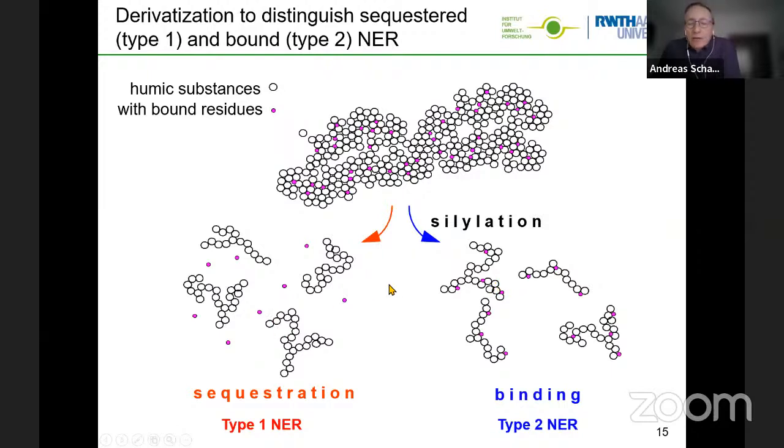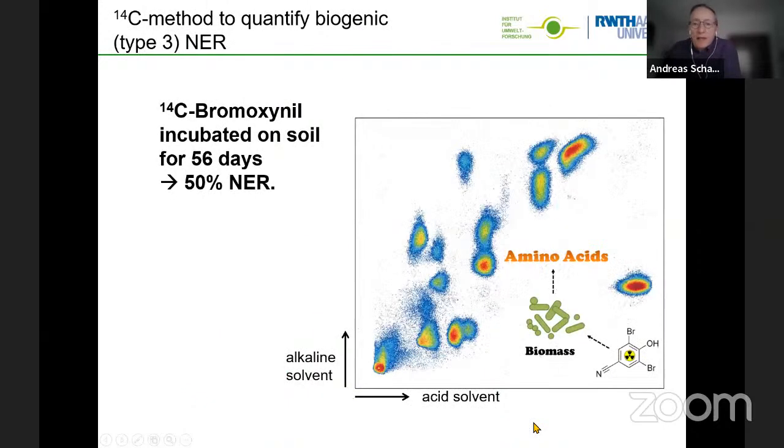You can differentiate both parts by size exclusion chromatography. If you see that these residues are free, you can distinguish this from the residues which are still bound to large molecules here. We call these residues type 2 NER. There is also a third type of NER, which the group of Matthias Kästner developed, and we continued his work by using also radio-labeled compounds to investigate this kind of residues.